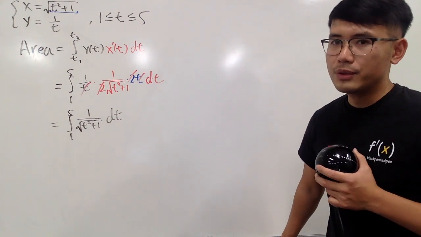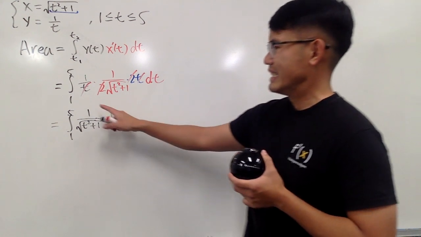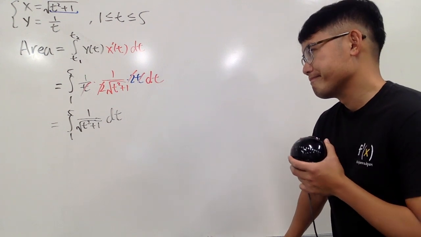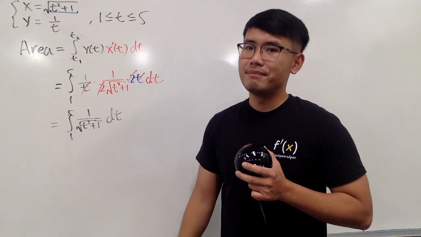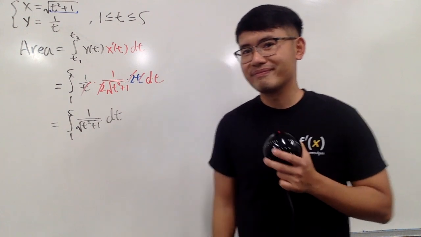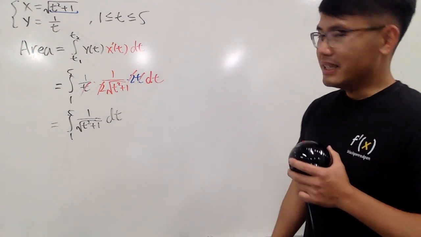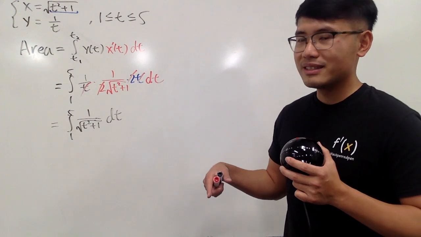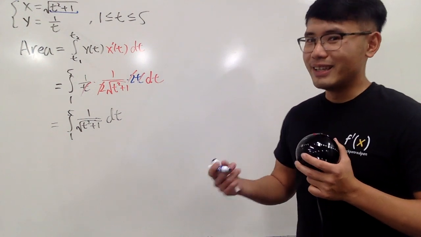How can we do this though? U sub unfortunately doesn't work because this is just a 1. We do notice we have t squared plus 1. So what kind of functions can we use? Tangent, isn't it? Yes, I will show you guys a tangent way to do this first, and I'll show you guys a quicker way to do this as well. So let's do it the long way.